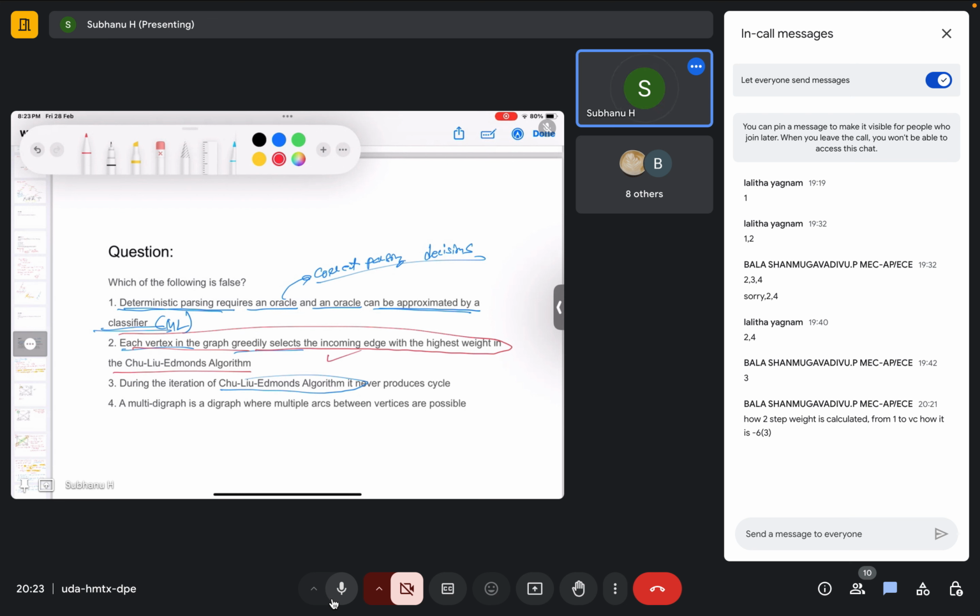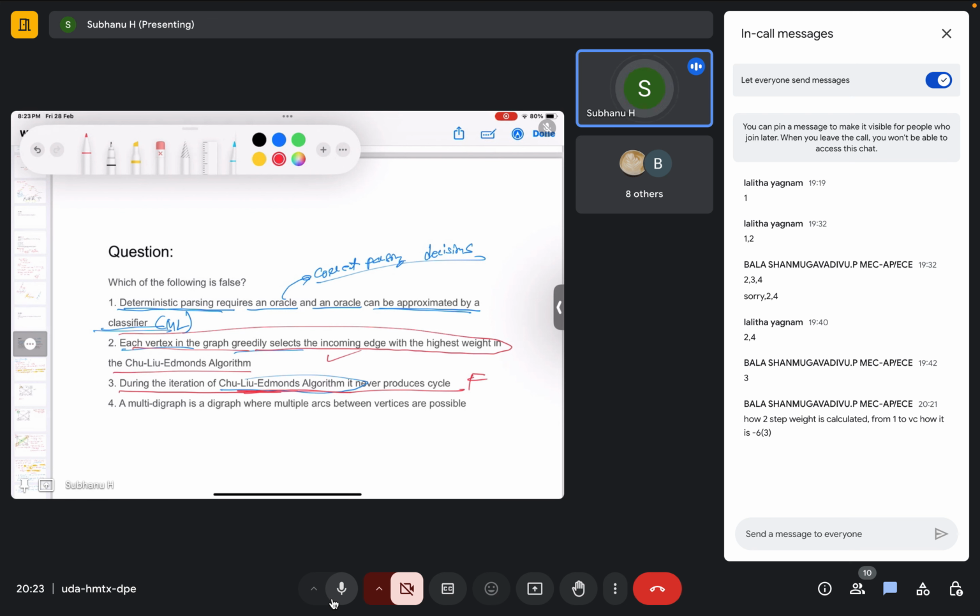Okay. Now, during the iteration of this algorithm, it never produces a cycle. So this statement is false, because the algorithm produces cycles in the initial greedy selection phase, because it selects the edges greedily. When a cycle is detected, the algorithm contracts the cycle into a single vertex and continues to process. And cycles are indeed produced during the iteration before they are contracted. Okay, so this is a false statement.